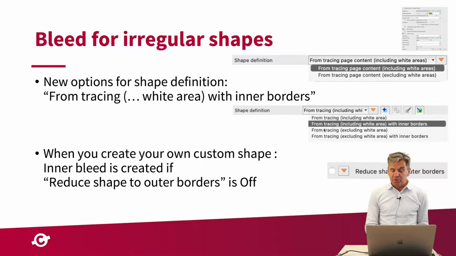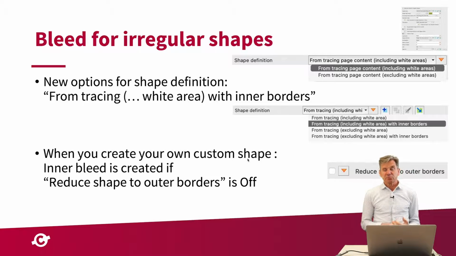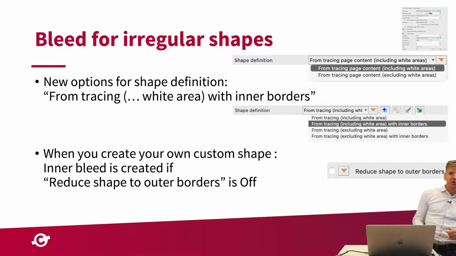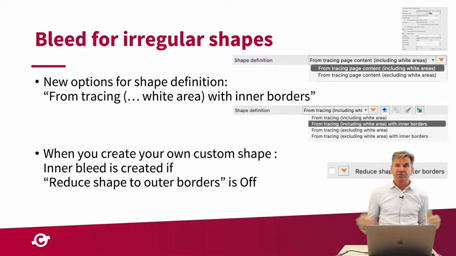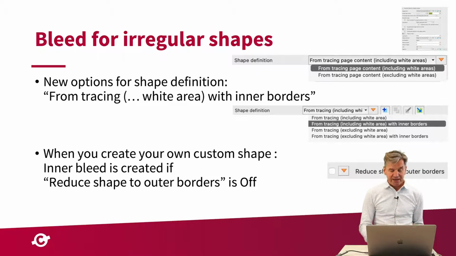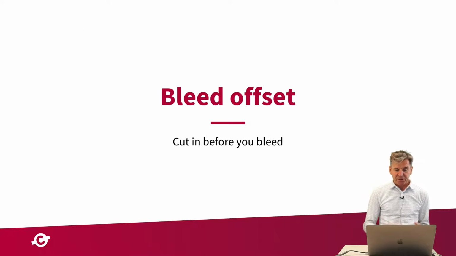If you don't use one of these predefined shapes, or these predefined methods, you can also use your own custom shape definition, and then there you only have to make sure that you switch the checkbox reduce shape to outer borders off. If you switch it off, it will also create bleed towards the inner areas. That should be clear.